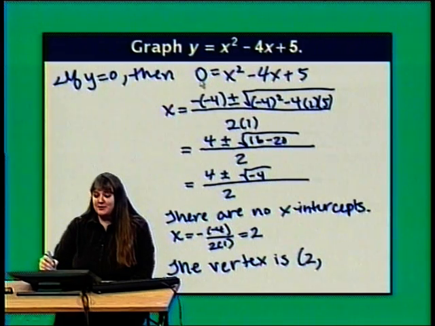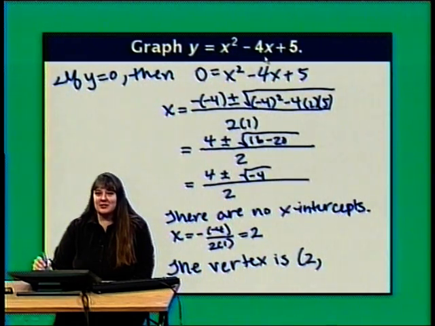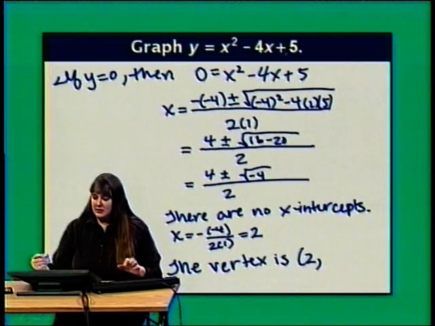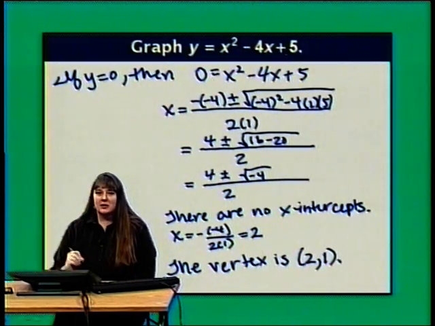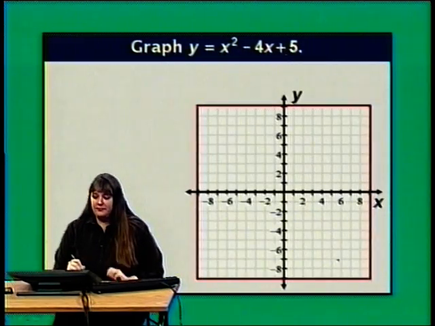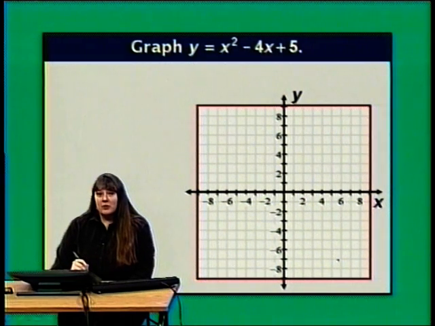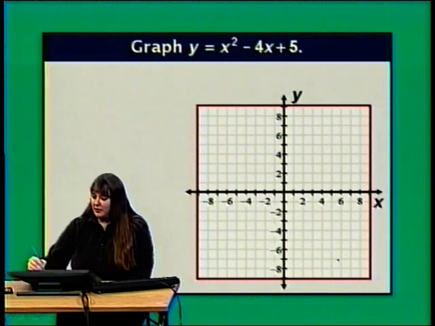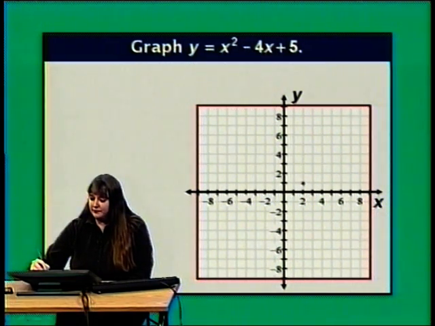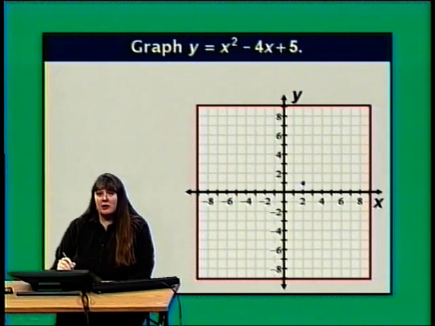So if x is 2, then y is 2 squared minus 4 times 2. That's 4 minus 8, which is negative 4. And negative 4 plus 5 is 1. So the vertex is the point (2, 1). So working with my vertex as the point (2, 1), I know that there are no x-intercepts, so that means this parabola is going to have to open upwards, which makes sense because my leading coefficient is positive.